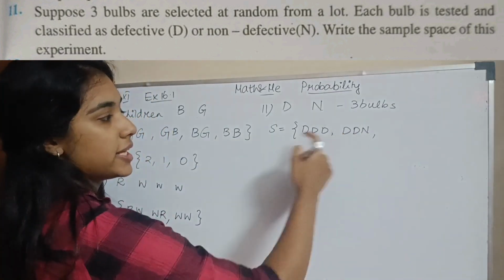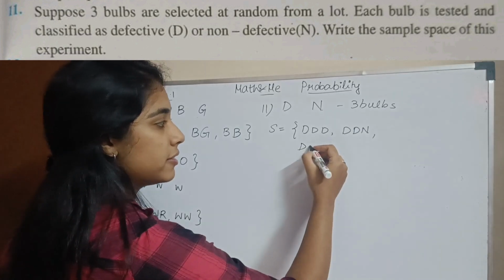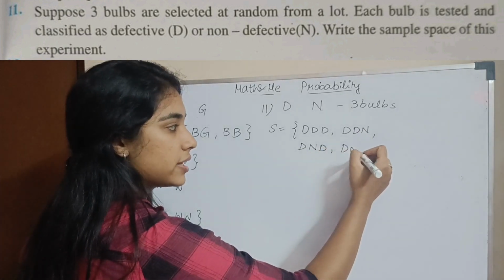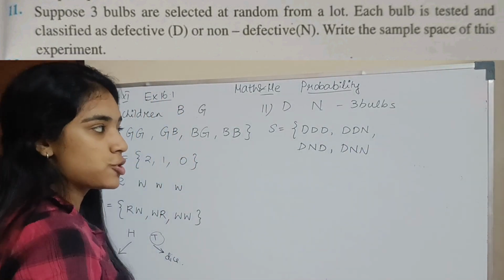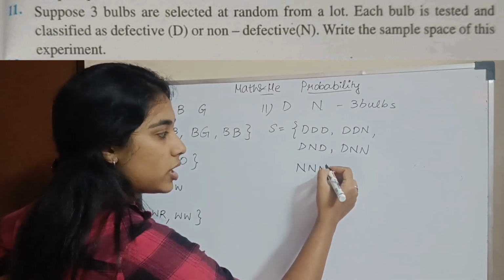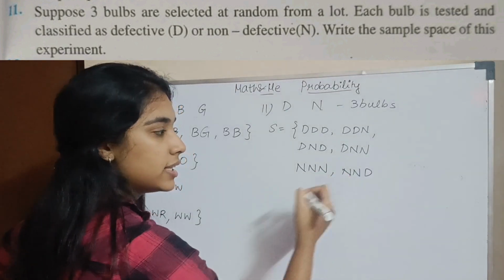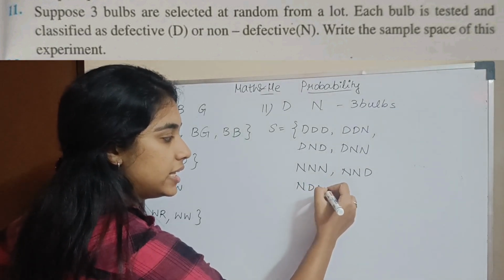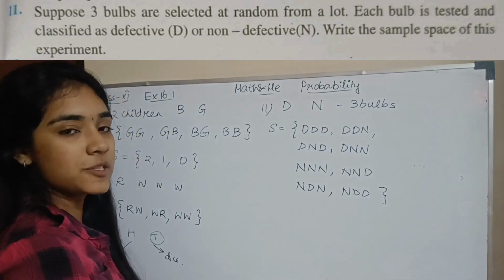Change the ones place. Then I'm going to change the tens place. What happens when the tens place changes? Defective, non-defective, defective. In this place, defective, non-defective, non-defective. Now I'm going to change my hundreds place, which means non-defective, non-defective, non-defective. 3 non-defective. I'm going to change my ones place, so it is N, N, D. Now I'm going to change my tens place, which means N, D, N. Here it's N, D, D. So this is my sample space.